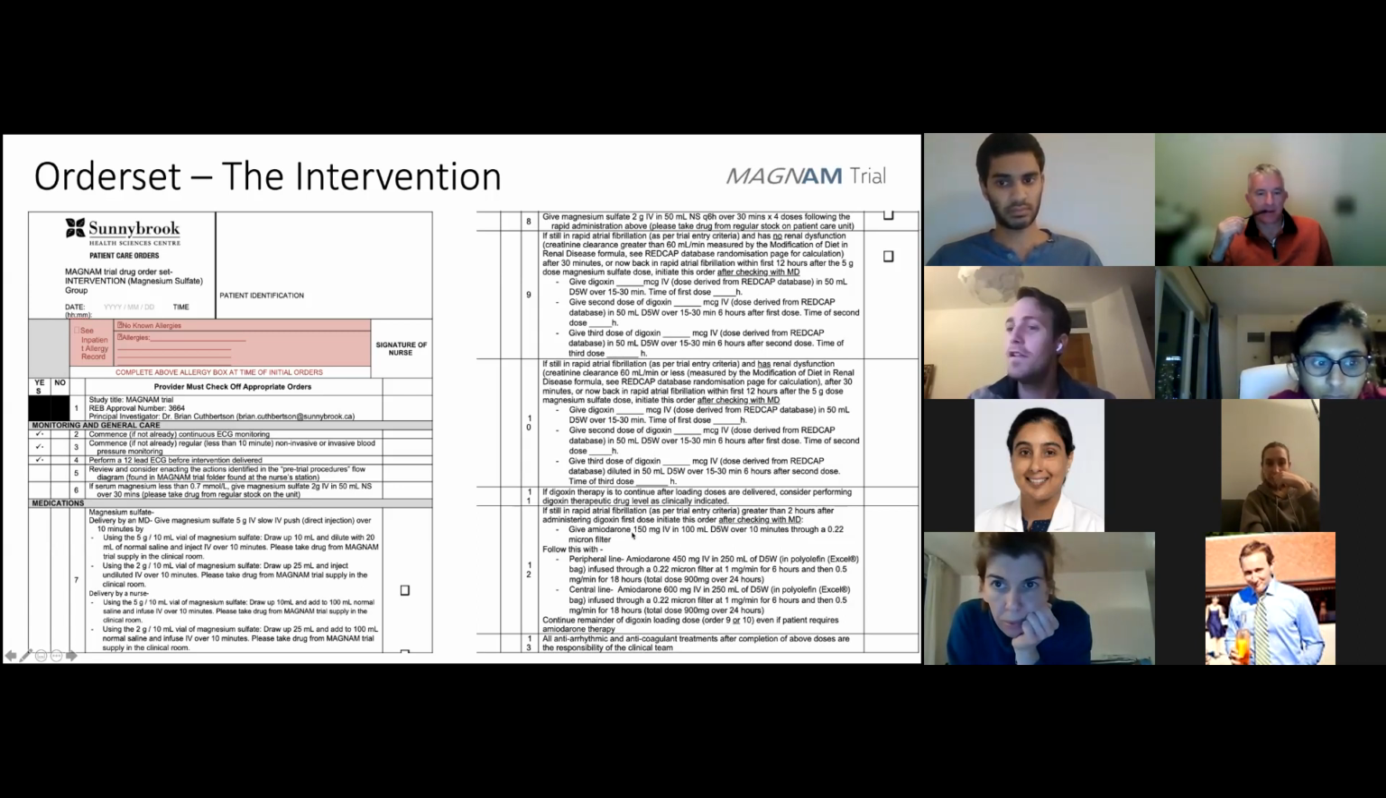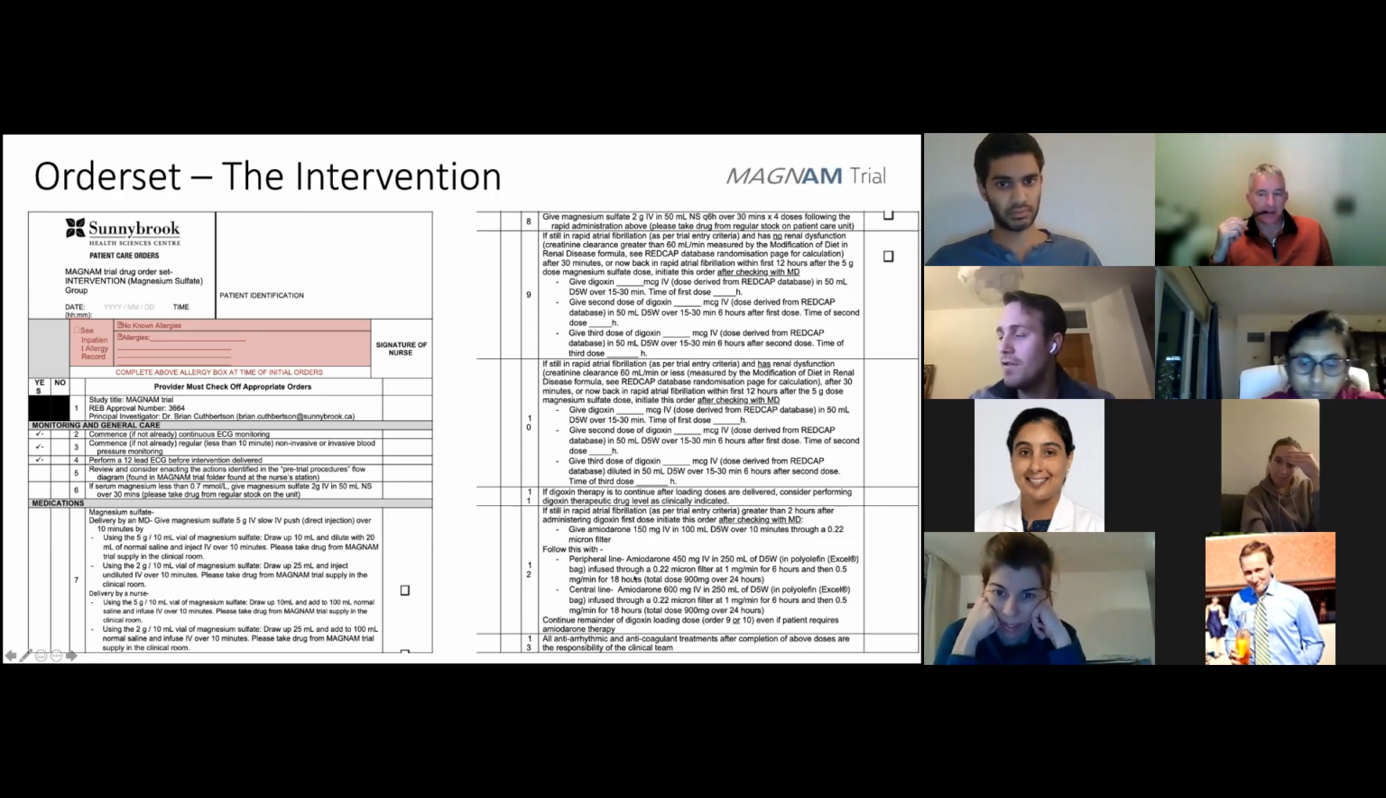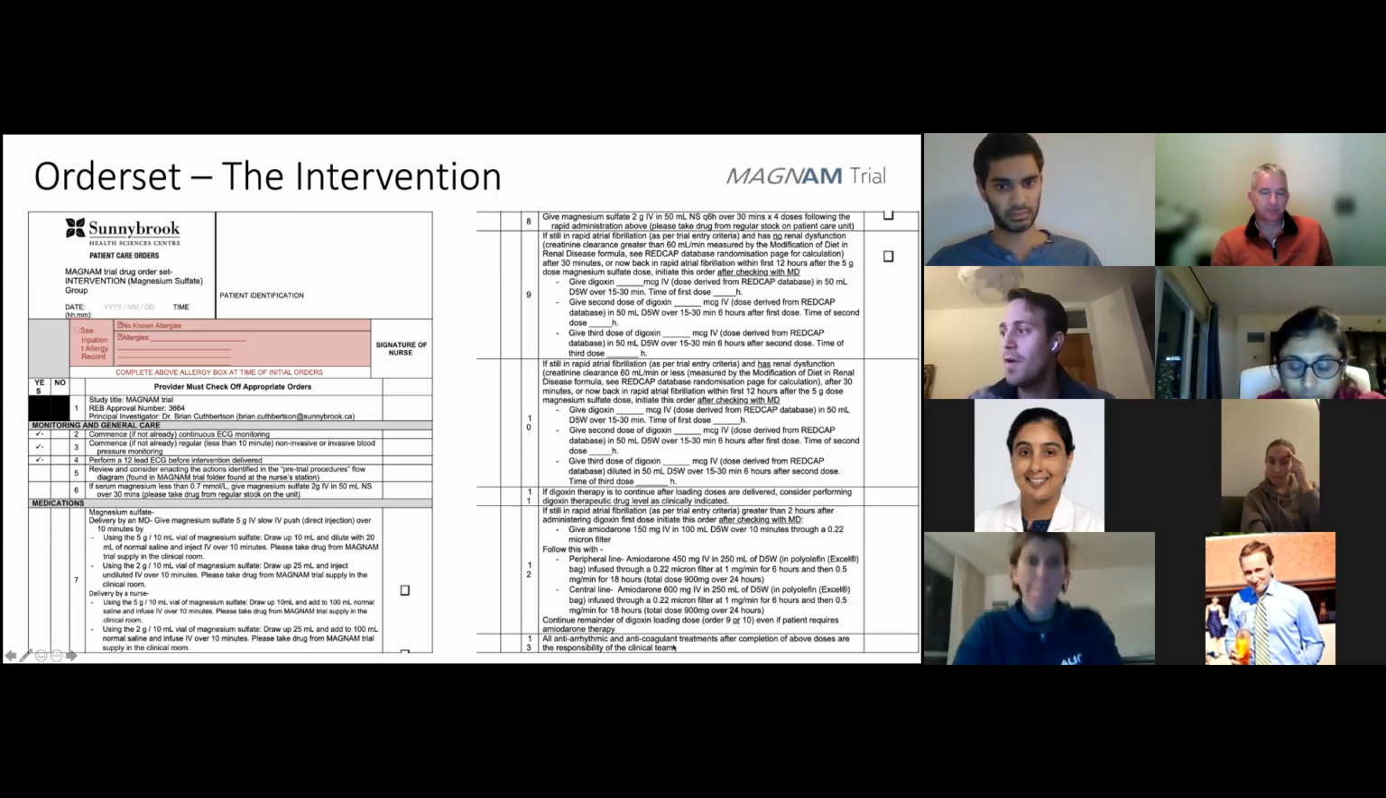And then if they're still in rapid AFib, as we mentioned, as per the protocol, then we're moving on down here to amiodarone. This is again your 150 bolus, and then you're either on peripheral or central line infusions. Same thing as the control order set: all antiarrhythmics and anticoagulants after this are the responsibility of the MRP team.